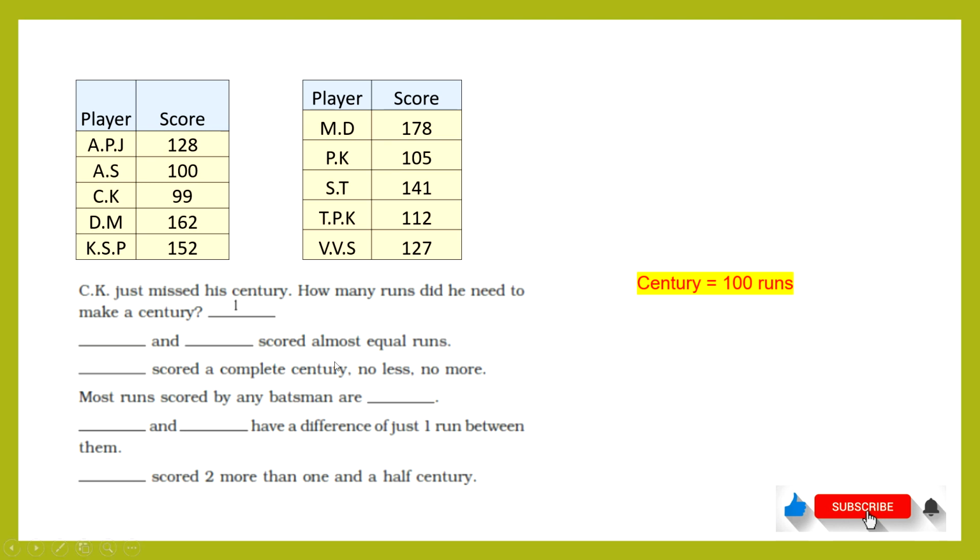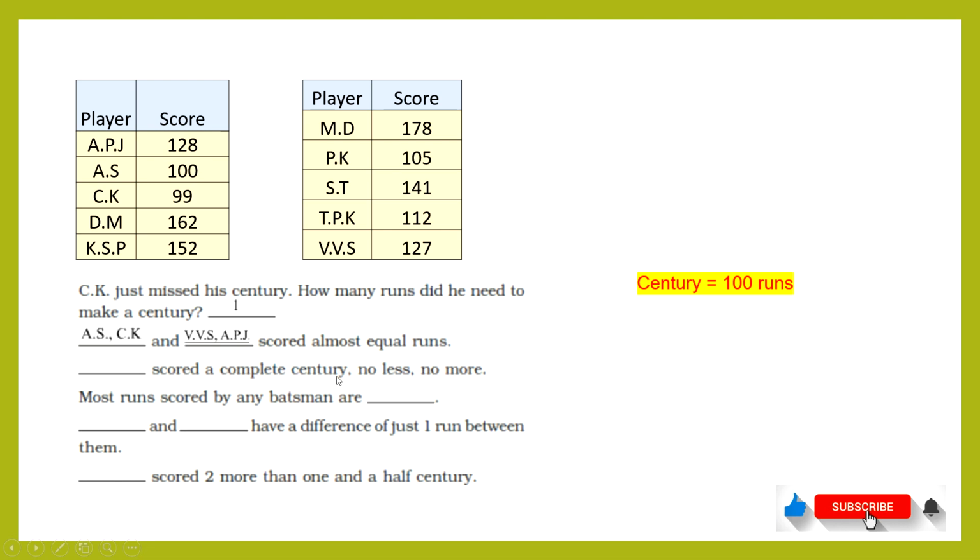Next question is dash and dash scored almost equal runs. When they say almost equal runs, it means the two numbers should be close, or the scores must be close. It should not be the same. So if you look at these two scores, it is 99 and 100, AS and CK. So both are close. We can keep these two batsmen. APJ and VVS, it is 127 and 128. So here is the difference of 1 run. So these are also very close. We can keep these two batsmen in a pair.